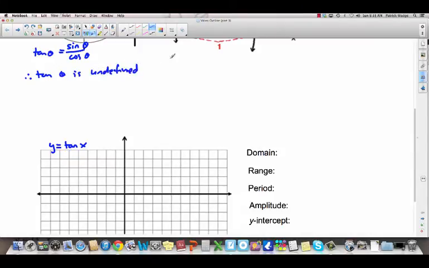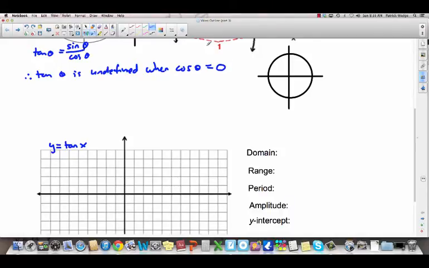When's tan theta going to be undefined? When cosine theta equals 0. Well, when does cosine theta equal 0? Let's draw our little unit circle. Don't worry, we'll do this extremely quickly here. Remember our points here are (1, 0), (0, 1), (negative 1, 0), (0, negative 1). And the first values are what? The first ones are all cosine, and the second ones are sine.